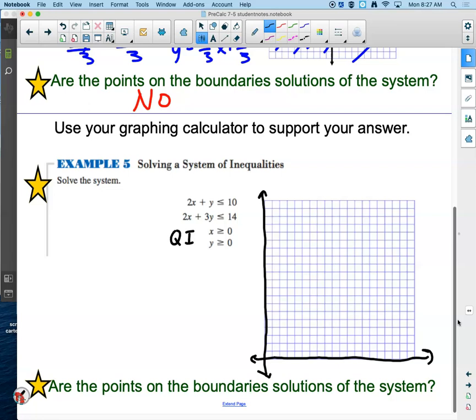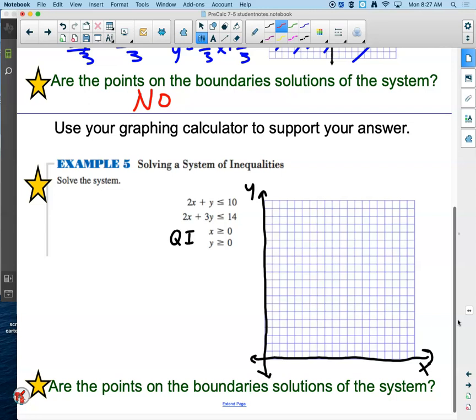Then the next thing I want to do is figure out, well, do I have to do something like go by 5s, by 10s, by 15s, anything like that? And really, I'm going to color code like crazy on this one. So I'm going to pick a color, and I'm going to do everything for 2x plus y is less than or equal to 10 in that color. And then I'm going to pick another color and use that for 2x plus 3y is less than or equal to 14. That way when you look at your notes later, you're not like, well, which of these was for what?